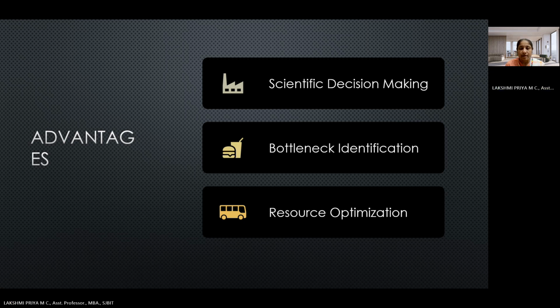Limitations are linearity assumptions. The real world isn't always linear. Sometimes doubling the input does not perfectly double the output due to economies of scale. Complexity. For massive businesses with thousands of variables, these models can become computationally intense. Certainty. LPP assumes all parameters like cost or resources availability are known and fixed, while it is rarely true in a volatile real world market.